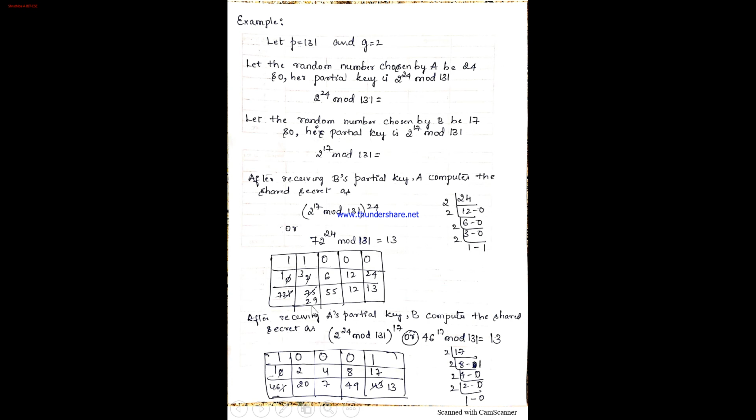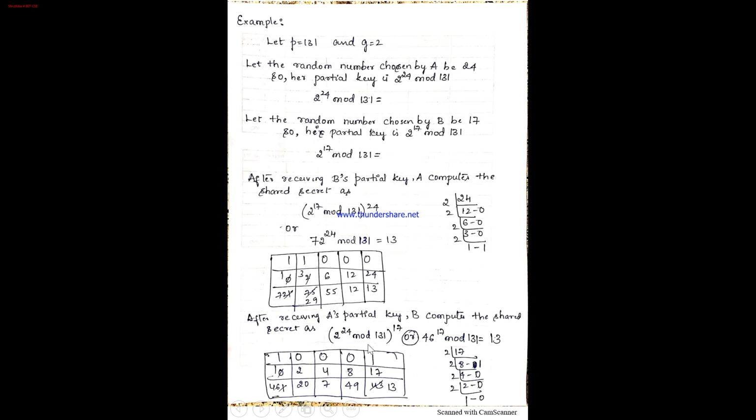Next, 29 into 29 mod 131, you will get 55. 55 into 55 mod 131, you will get 12. 12 into 12 mod 131, you will get the answer as 13. So 13 will be your secret key.